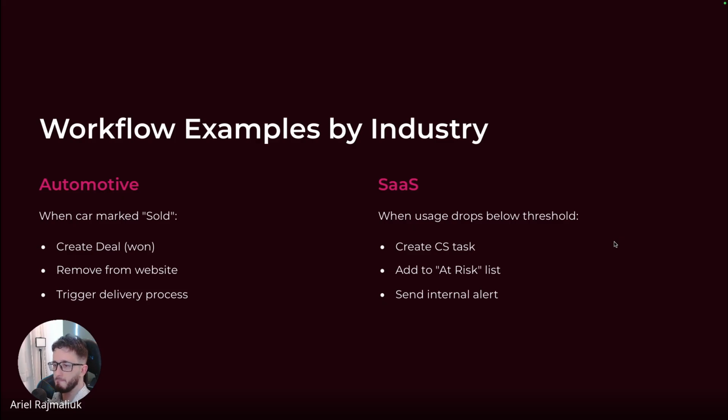So a few examples. When the car is marked as sold, this is an easy one. You can create a new deal. You can remove it from the website. If you're using HubDB, you can trigger the delivery process. You can create a customer success task, like send a welcome email or call them. If the person is at risk, you can put the person on the at-risk list, and there is a new feature from HubSpot called health check or something like that. That is like the reverse of lead scoring, but for service, that will allow you to know which clients are at risk. But before that, we used to do it with workflows. Then you can send an internal alert.